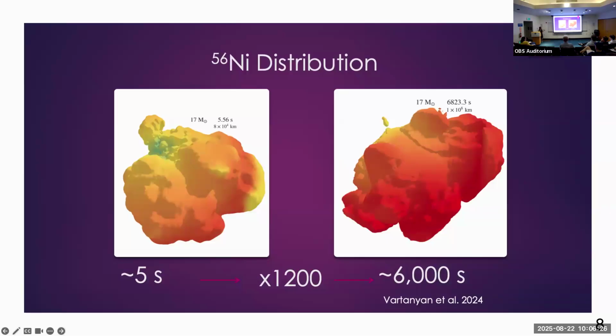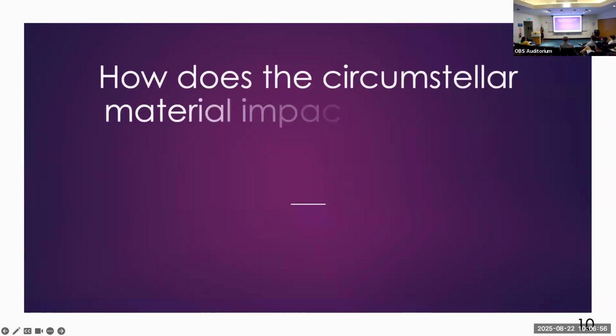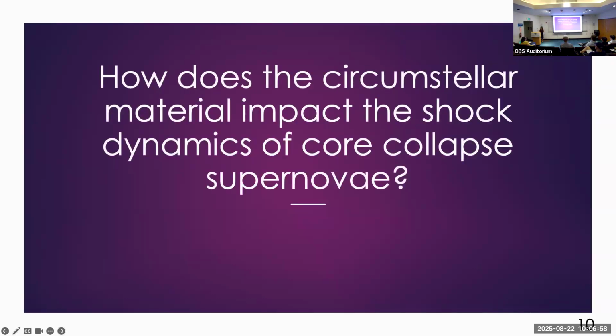However, this model only shows the evolution of the shock as it propagates throughout the star. But what happens next? Currently, there are an insufficient amount of three-dimensional detailed hydrodynamic simulations showing the shock's evolution into the circumstellar material. And we do see evidence in Supernova 2023ixf of the circumstellar material interacting with the shock in its observed light. All of this leads to my research question, which is answering how the circumstellar material influences the shock dynamics of core collapse supernovae.